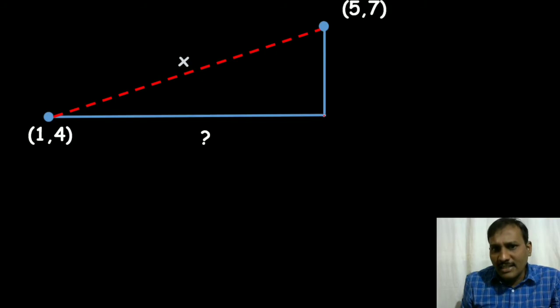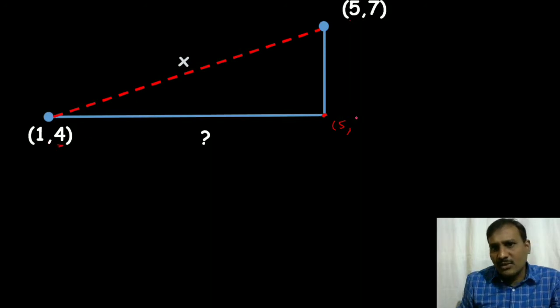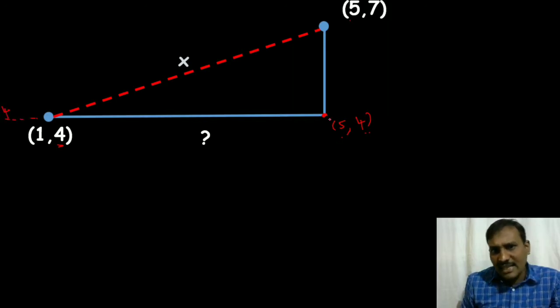Now what is it representing? It is representing x. It is representing 5 on the x-axis, and it is representing 4 on the y-axis. So this point will be 5 comma 4, because this represents 4 on the y-axis and this represents 5 on the x-axis.